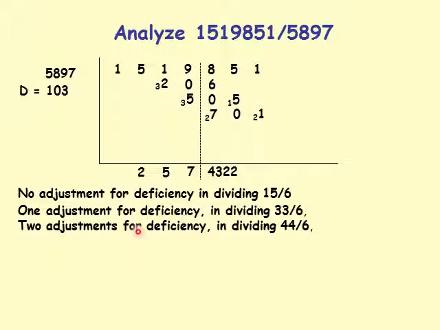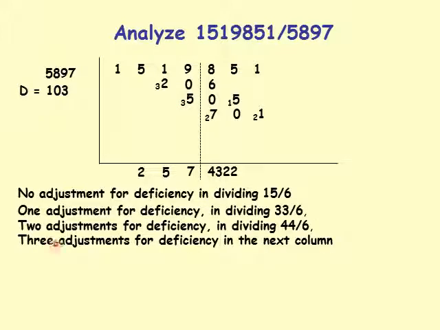The two adjustments for deficiency when we did 44 divided by 6. We did 44 divided by 6 in this column. So there are two adjustments for deficiency, a 0 here and a 5 here, and one adjustment for the remainder here. Okay, let's continue. There are three adjustments for deficiency in the next column, which are 6 here, 0 here, and 7 here, and this 2 is for the remainder from the previous division.